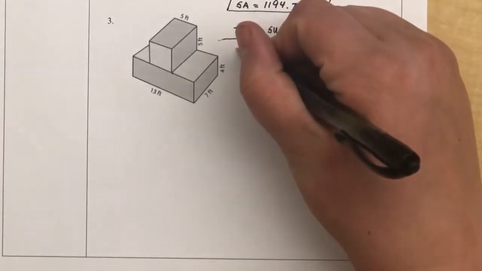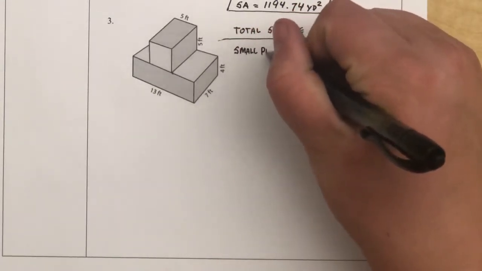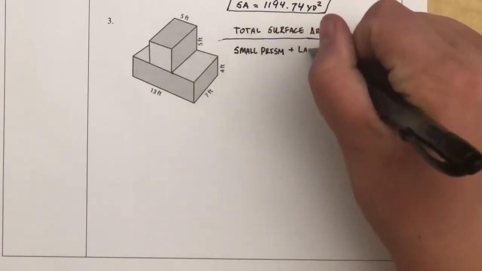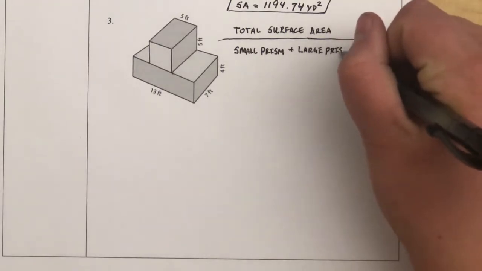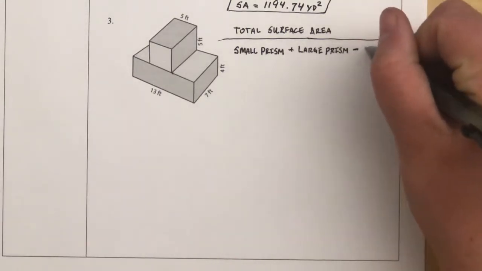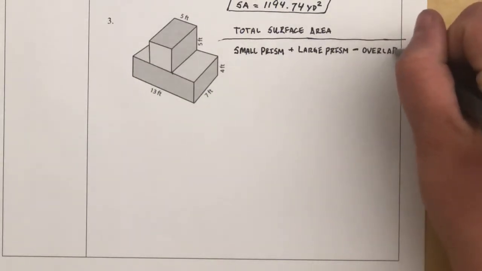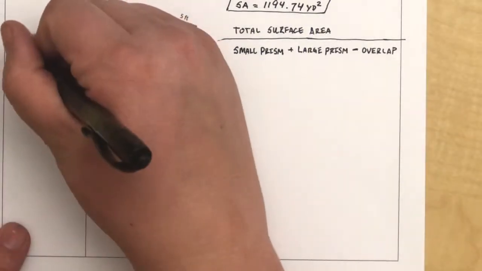So we'll do the small prism plus the large prism minus the overlap. And we'll start with the small prism.